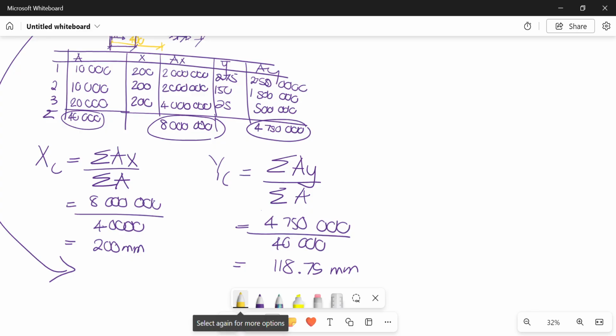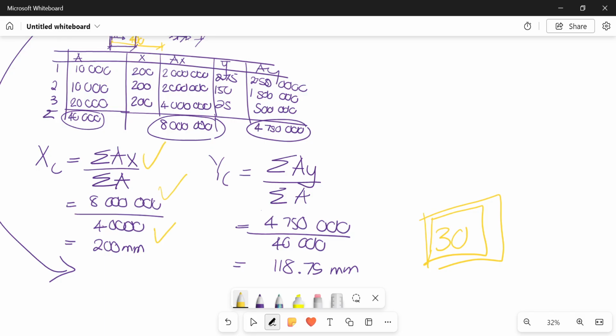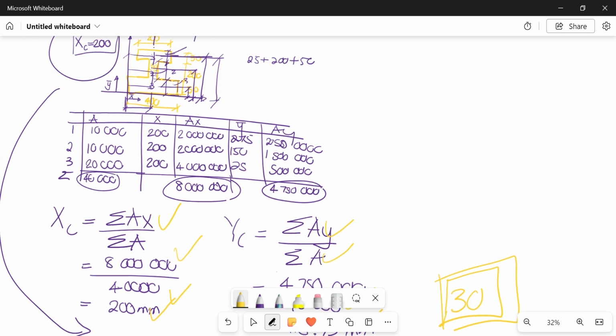So in the previous test, I awarded 30 marks to this. I know it looks like quite a bit of marks for just this little step, but 1, 2, 3 in the units, 1, 2, 3 in the units, 1, 2, 3, 4, 5.